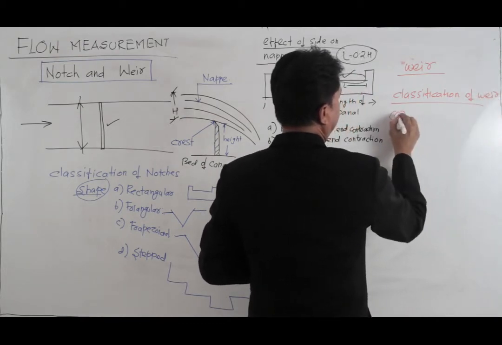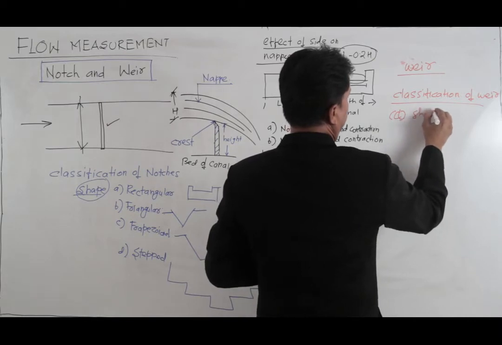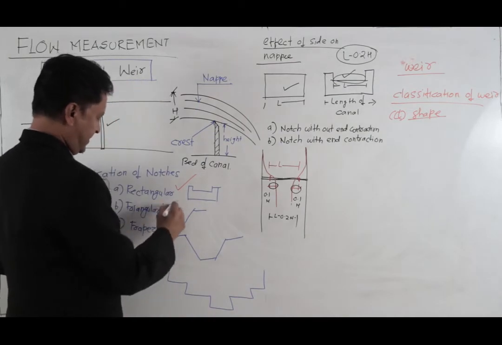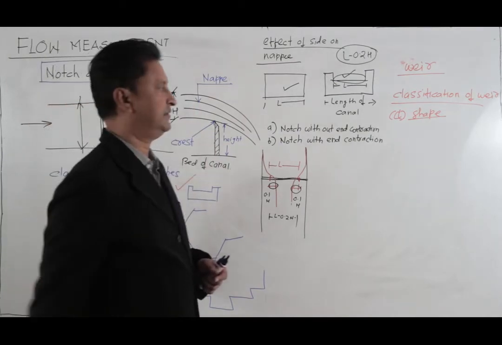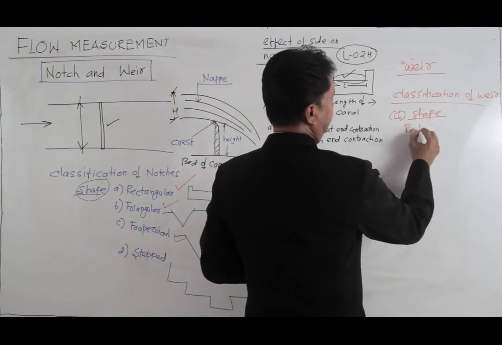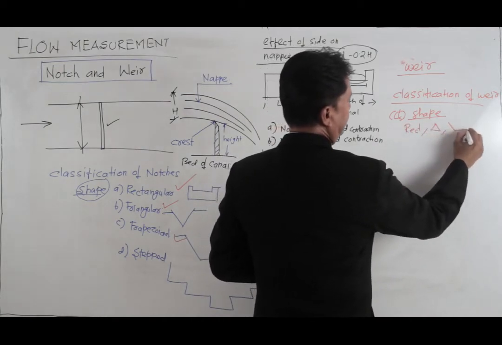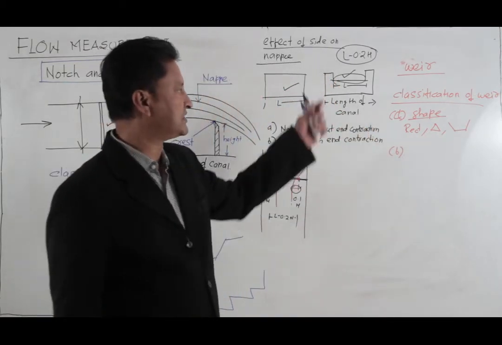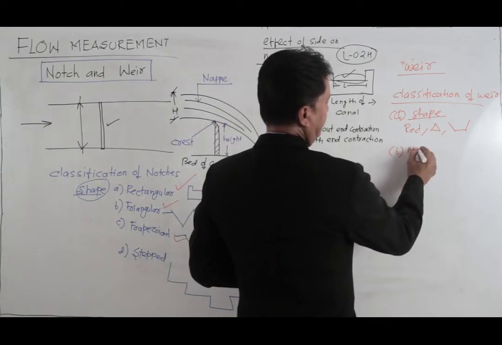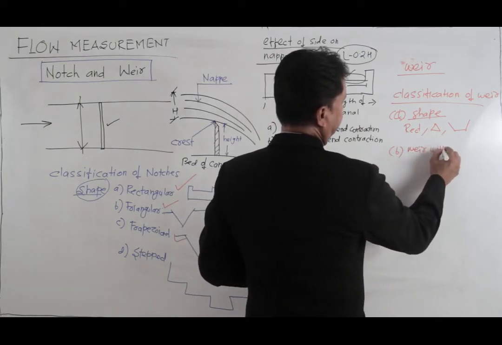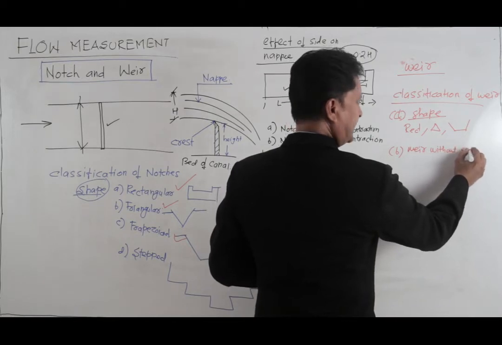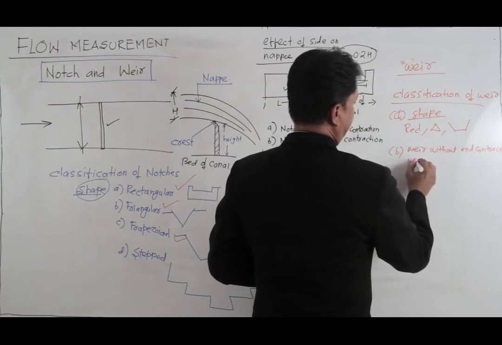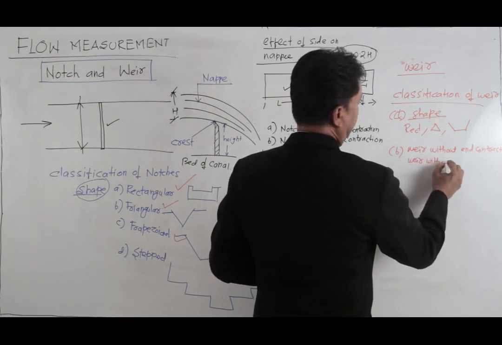first, based on the shape, again you get the same here, that is rectangular weir, then triangular weir and the trapezoidal weir. Second, again the same, based on the effects of the side, you get weir without end contraction as that of notch, and weir with end contraction.